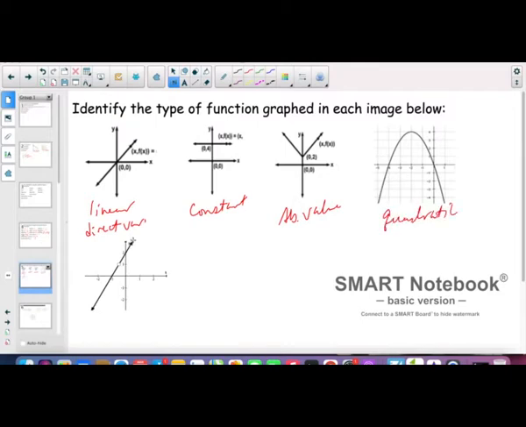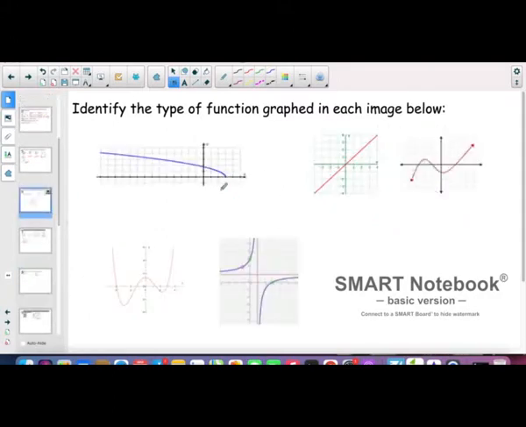This one looks like a straight line, but notice it has a hole right here. Remember, straight lines that have holes are considered rational. And that is one that students miss a lot, so be real careful right there. For this one, it has a definite starting point, goes forever. It's a square root function because it's got that square root shape.